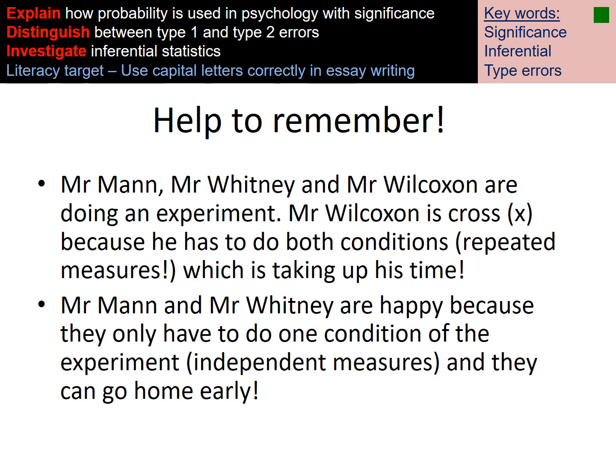And my little rhyme to help you do that is if you try and remember that Mr. Mann, Mr. Whitney and Mr. Wilcoxon are doing an experiment, Mr. Wilcoxon has always got an X in his name and he is cross, he's angry because he has to do both conditions because he's the repeated measures. So he therefore has to stay there all day, whereas Mr. Mann and Mr. Whitney get to go home because they're independent measures, they only do one condition.